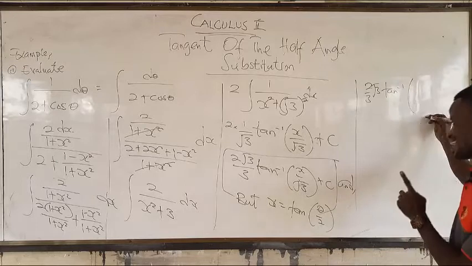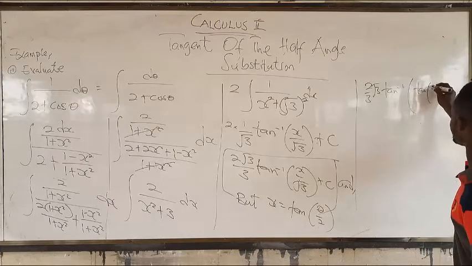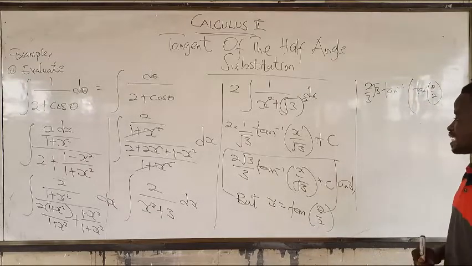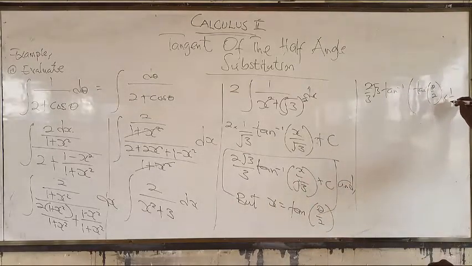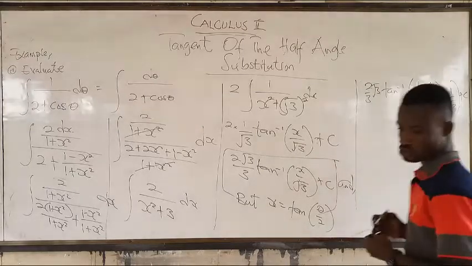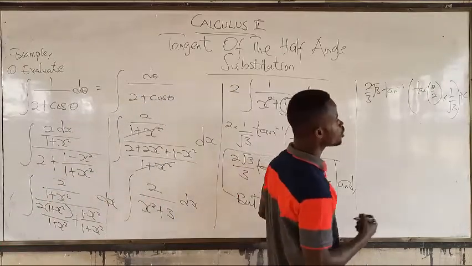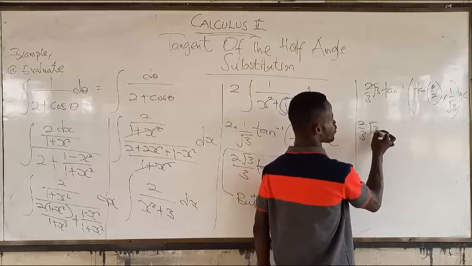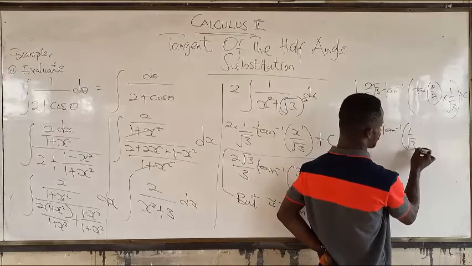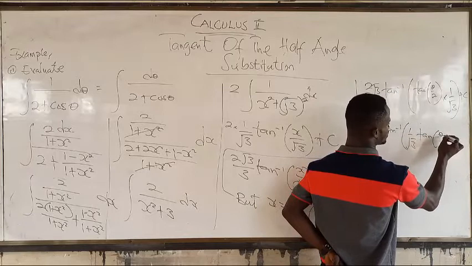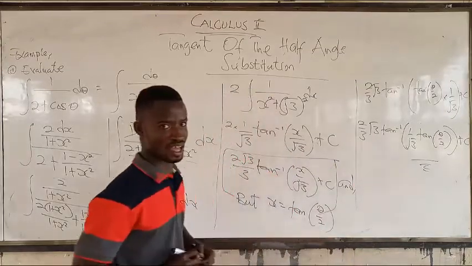And the S here is tan theta over 2. And it's S over square root of 3. So you just multiply by 1 over square root of 3 plus C. So that is what we are going to get for that. Or you can leave it as 2 over 3 square root of 3 tan inverse of 1 over square root of 3 tan theta over 2 plus C. So this becomes your final answer.